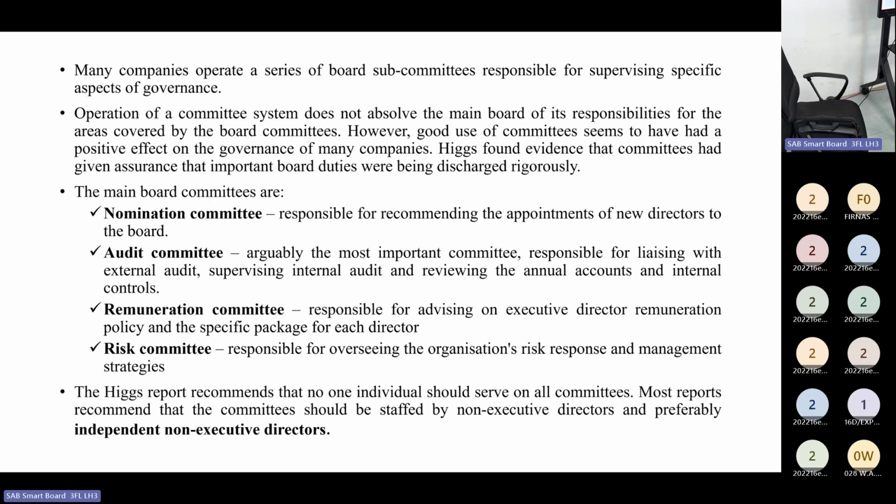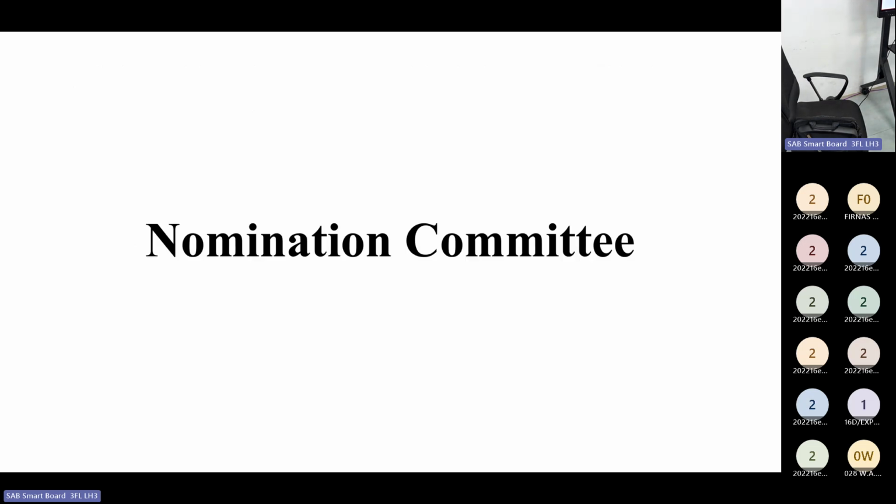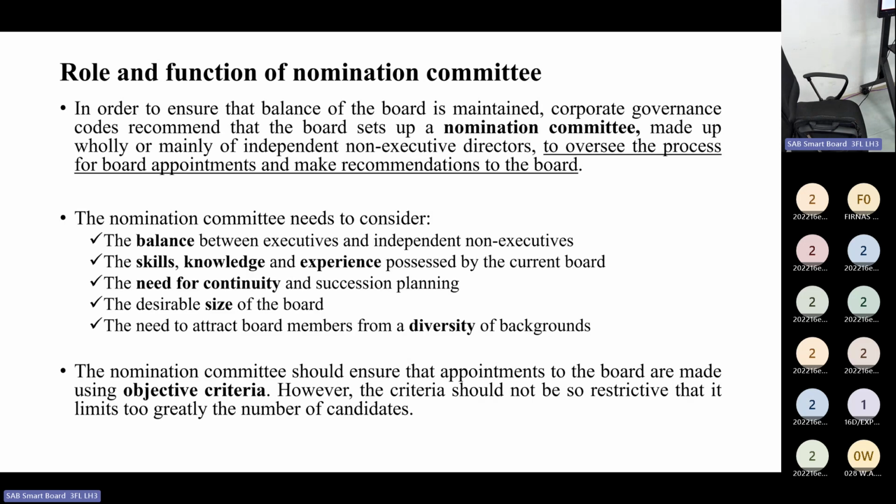The committees are made up of independent non-executive directors. So we'll take one by one, the nomination committee. The nomination committee needs to understand what sort of people need to come and sit on the board. They need to understand what is lacking for this board.